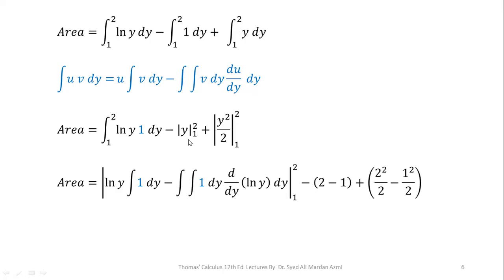After this, in the second portion, we have applied the limits. In limit from 1 to 2 of y, upper limit minus lower limit, we have 2 minus 1. And for the third term, y square over 2, we have 2 square over 2 minus 1 over 2, upper limit minus lower limit. In the next step, we will perform the integration. In the first term, we have integration of 1 as y, derivative of natural log of y is 1 over y with respect to y. And 2 minus 1 is 1, and this bracket gives you 3 by 2.